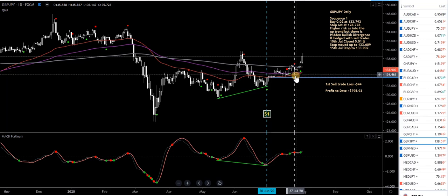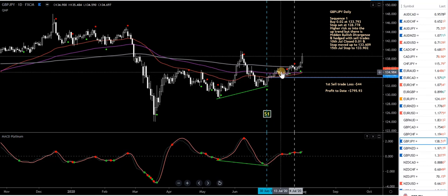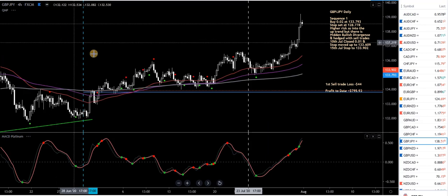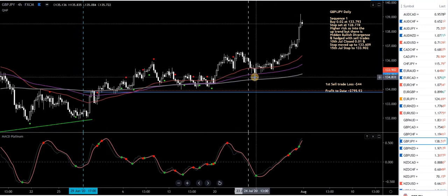Did I take that sell? Oh yeah, took a sell trade. I'm in a buy trade here, which is good, and I've got a stop in there. I'll probably move that stop up. I'll just quickly have a look at the 4-hour chart. So I'll probably move this stop up into up here somewhere on Monday. I'll have a look at that.